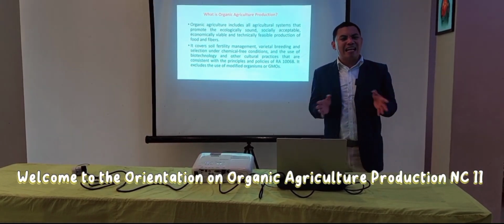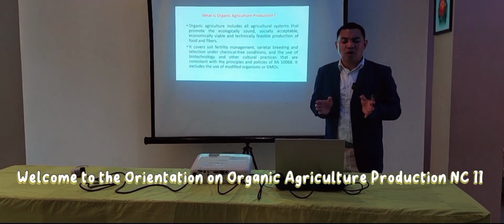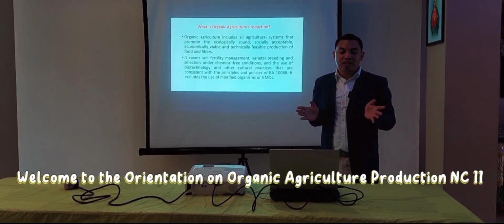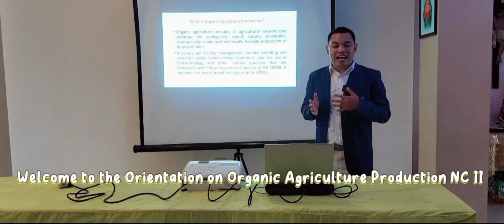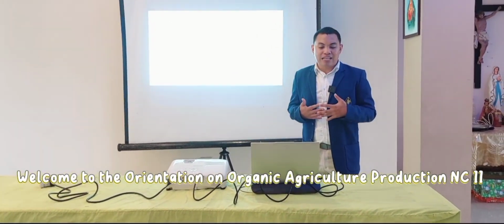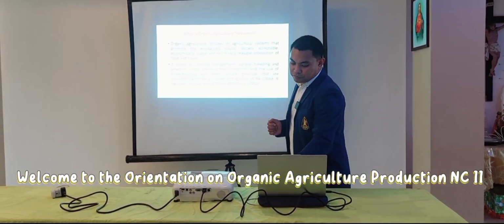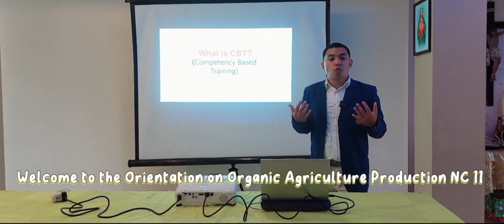Now, what is organic agriculture production? Organic agriculture production includes all agricultural systems that promote the ecologically sound, socially acceptable, economically viable, and technically feasible production of food and fibers. Now, let's discuss what is CBT.